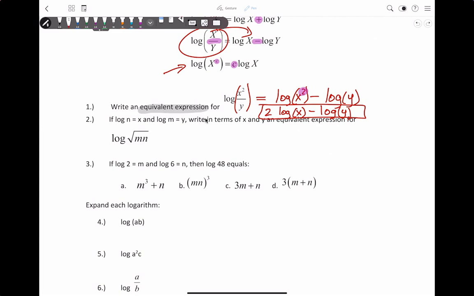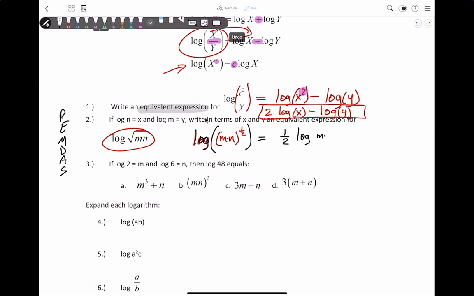So now, if log of n is x and log of m is y, write in terms of x and y an equivalent expression for this. Okay, so first of all, the way we could start this would be the log of the product of m times n, all square rooted. And all of that is inside of the log's argument. Okay, so already you can see, I'm going to move this 1/2 out in front, because exponents happen before multiplication, right? In PEMDAS, we're going to be looking at the exponent first. So we would move this to 1/2 of log of m times n.